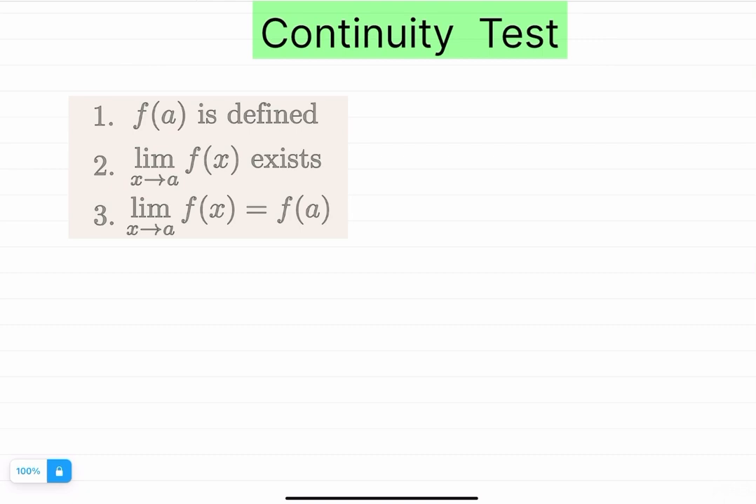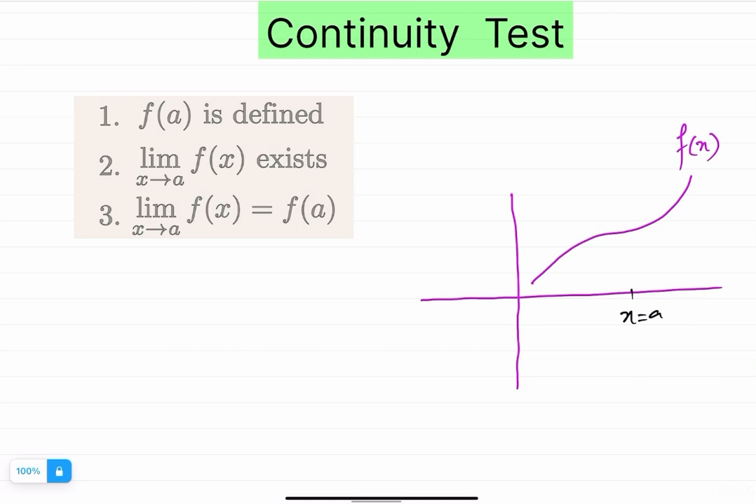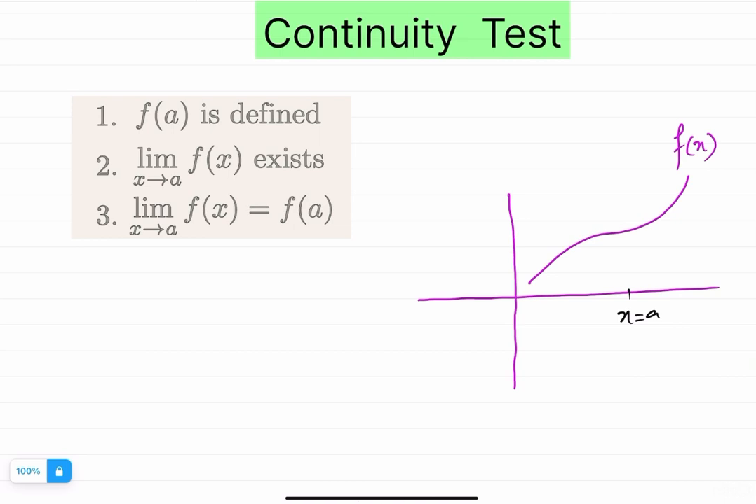For this, I will take a function f of x. So it means you can take any arbitrary point. I will take x equal to a over here. It means corresponding to a value, we will have a y value. Now you can see in this function, corresponding to a, we're getting a corresponding y value. That is f of a. This means f of a is defined. Function is defined at x equal to a.